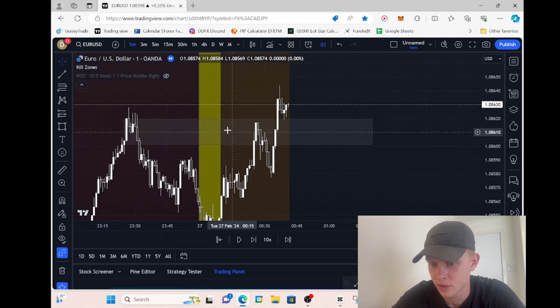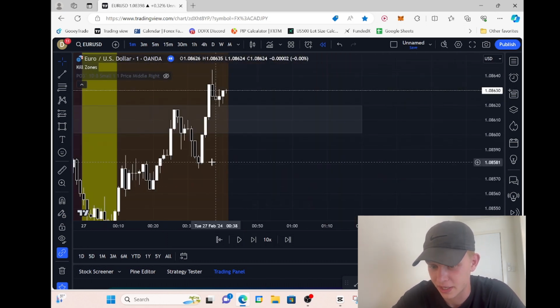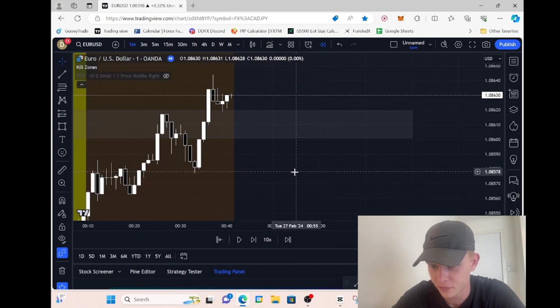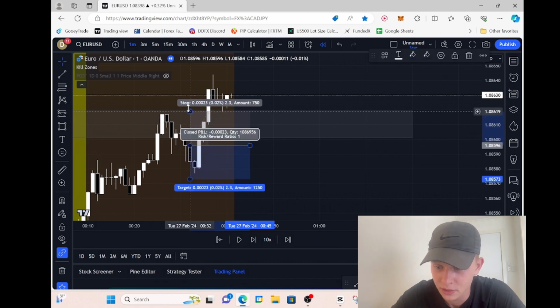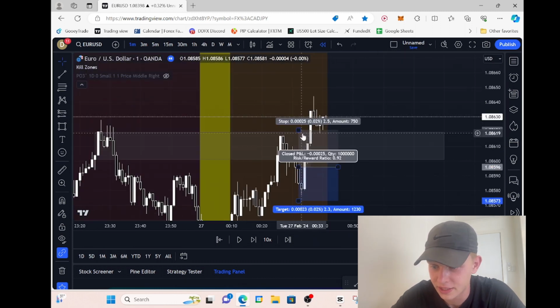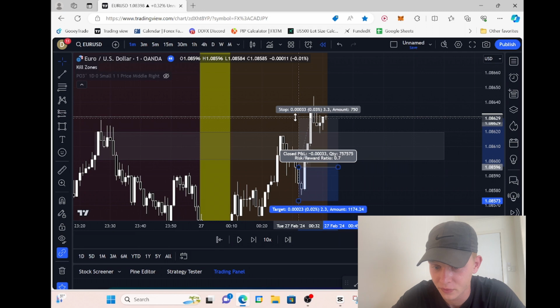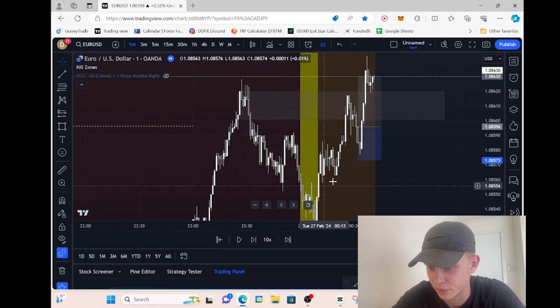So boom, could have entered your trade right here. I'm going to enter there just for the sake of the video. So that would have been your break of structure, fair value gap right there. Stop would have been above this high here. All right, there, it's 1 to 3.4.